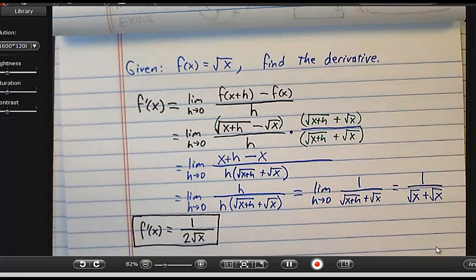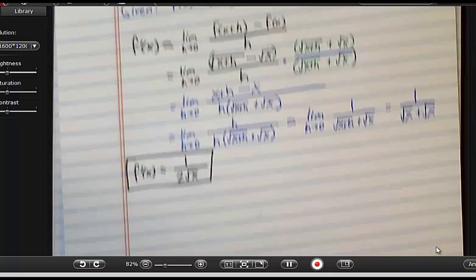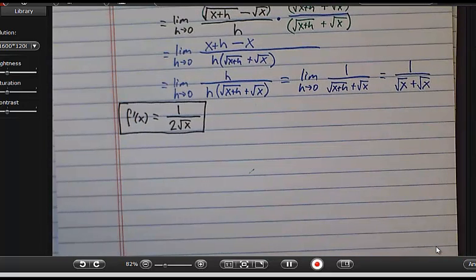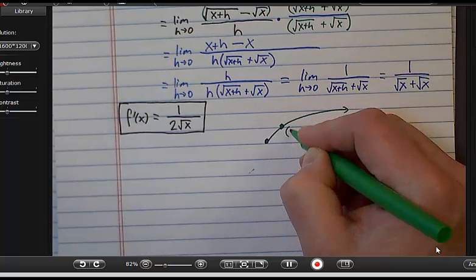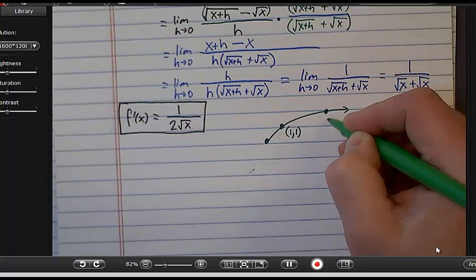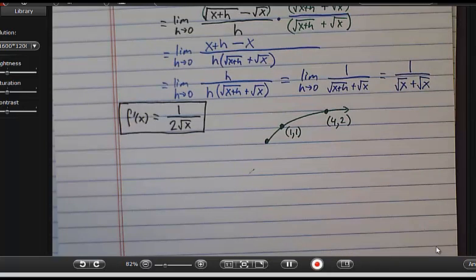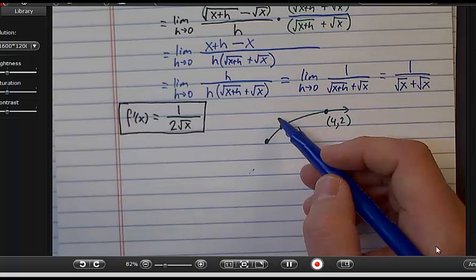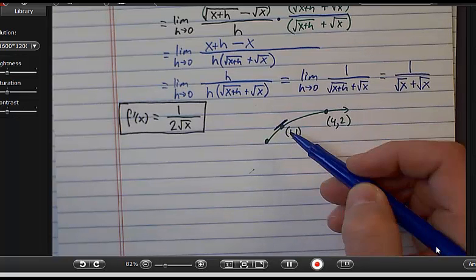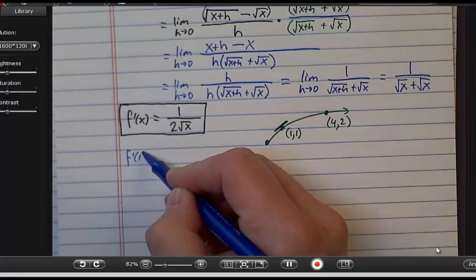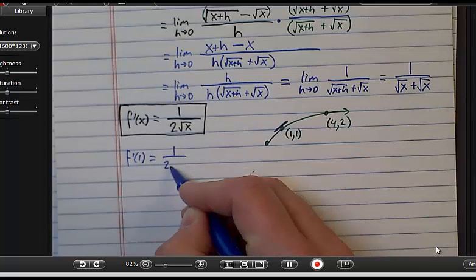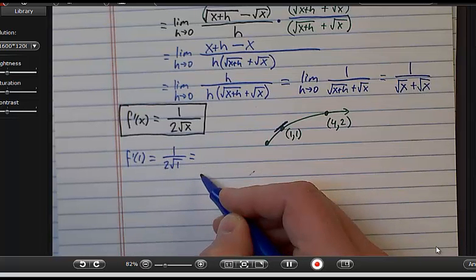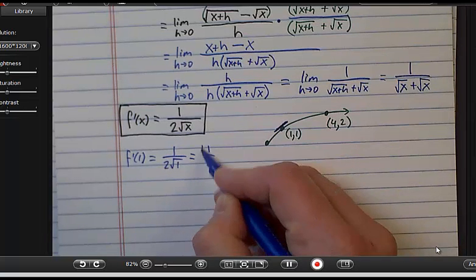Now, how does that help me? Well, remember, we had a square root function. It went through things like 1 comma 1. It went through things like 4 comma 2. And if I asked you guys, what is the slope of this blue tangent line? Well, that's f prime of 1. Put a 1 in for x, and it'll tell you the slope. Because what's the square root of 1? Okay, so 1/2. That's what we got last time.